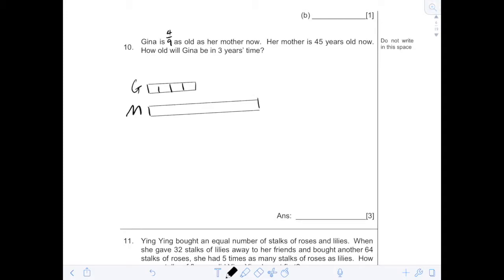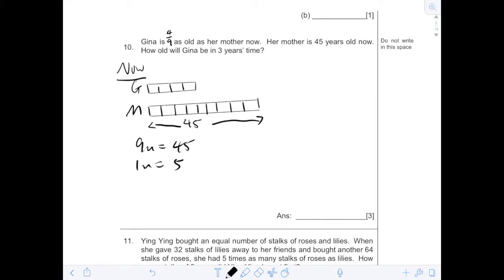Alright, so we draw the 4, then you draw another 5, okay, total 9 units. And they say her mother is 45 years old now. So what will Gina be in 3 years' time? Here first we have to find what's Gina's age now. So this is now, okay, 9 units is 45 years old.